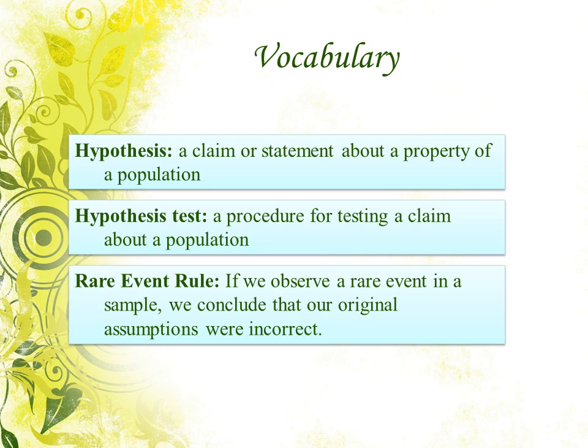The rare event rule is something we've come across several times so far. It says that if we observe a rare event in a sample, we conclude that our original assumptions were incorrect. So for example, if we assume that for some procedure we will get a higher than 50% chance of having a girl versus a boy in a birth, and we test that with some sample data, if we get a lot of girls that would otherwise be unlikely or rare, we can assume that our original assumption or our original hypothesis was incorrect.